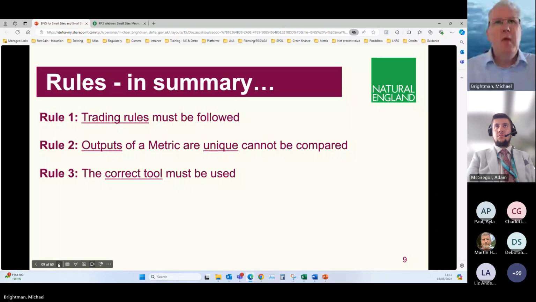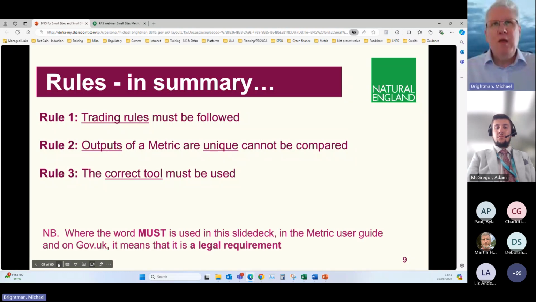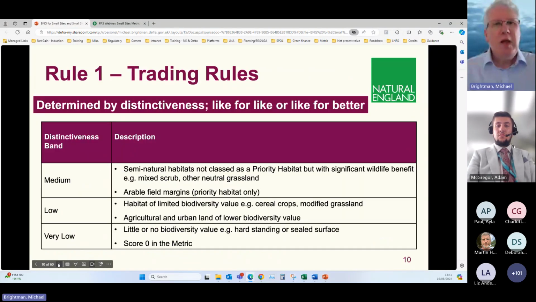Now, a quick note here that where we use must in this slide deck, where you see the word must in the metric user guide, and where you see must in the gov.uk guidance, that means that it's a legal requirement. So it's a legal requirement for the trading rules to be followed and that the statutory metric is used. So let's take a look at those trading rules in a bit more detail with regard to the small sites metric.